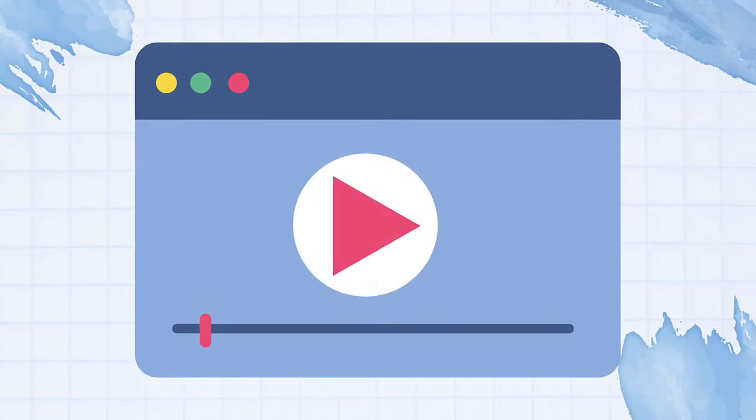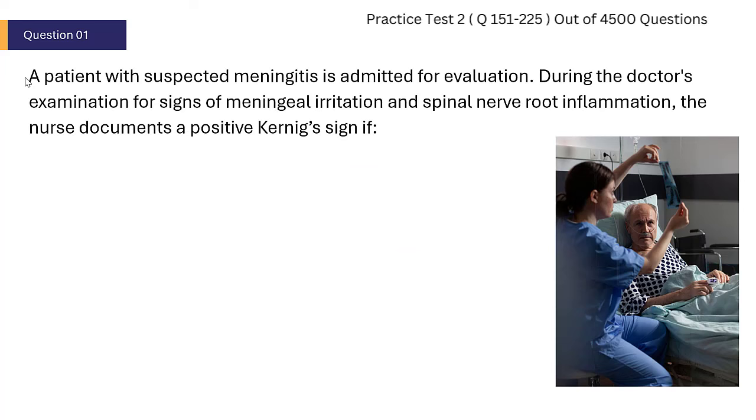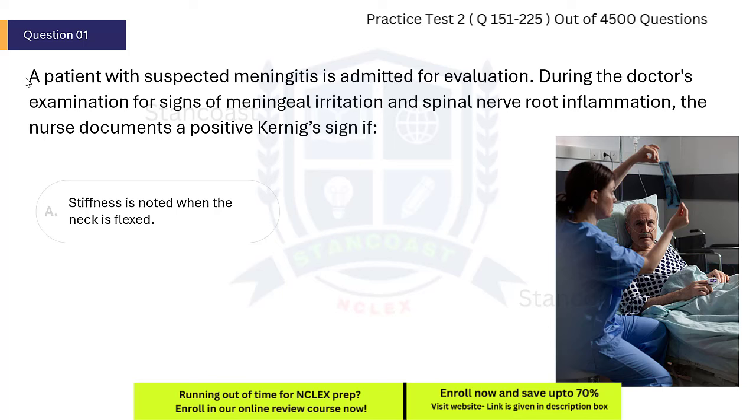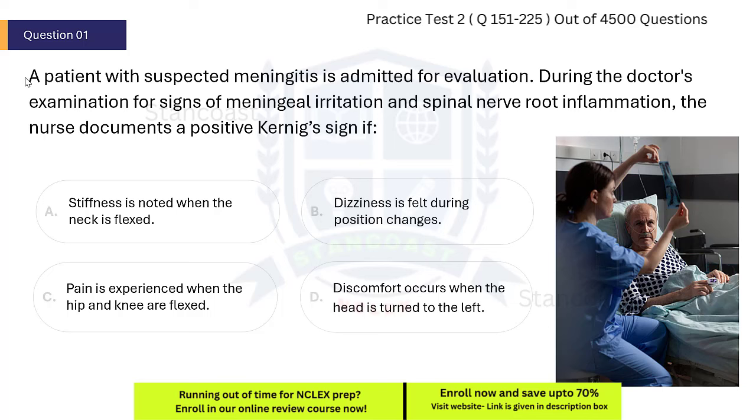Let's start the video. All right, let's start with our first question. A patient with suspected meningitis is admitted for evaluation. During the doctor's examination for signs of meningeal irritation and spinal nerve root inflammation, the nurse documents a positive Koenig sign if A. Stiffness is noted when the neck is flexed. B. Dizziness is felt during position changes. C. Pain is experienced when the hip and knee are flexed. D. Discomfort occurs when the head is turned to the left.